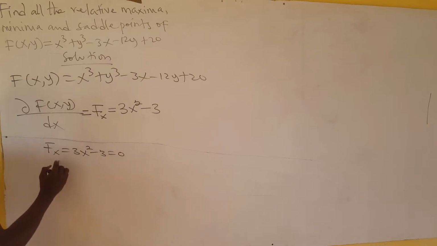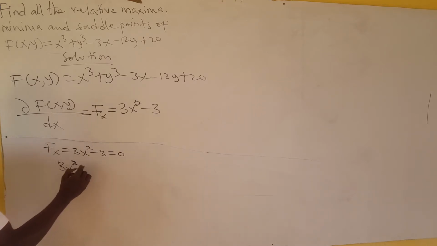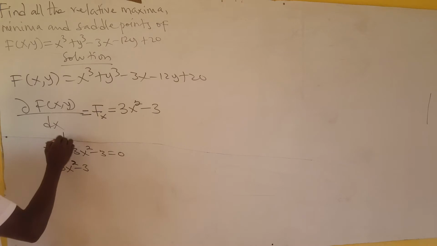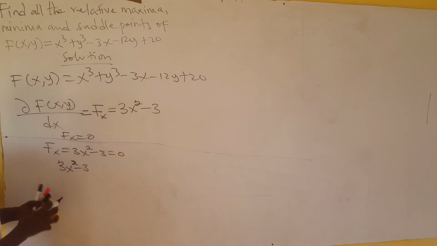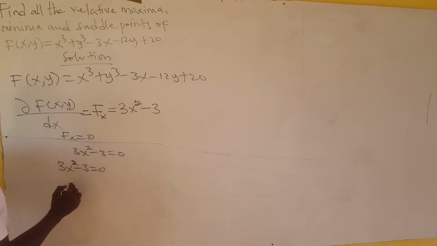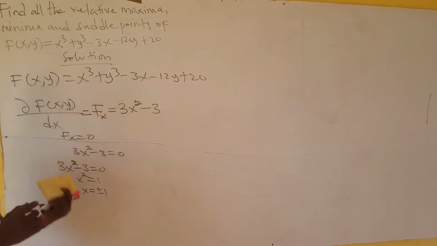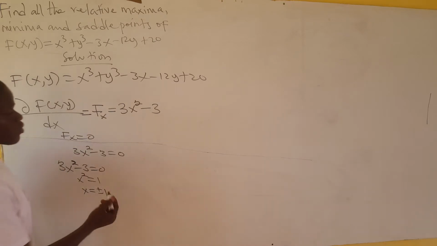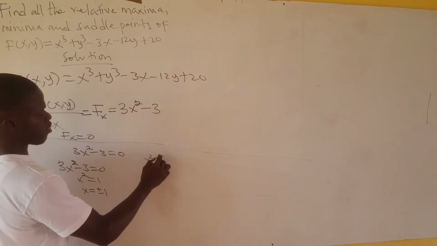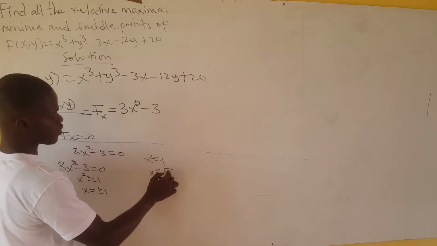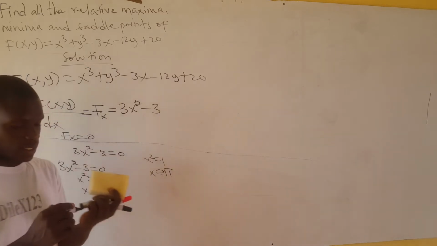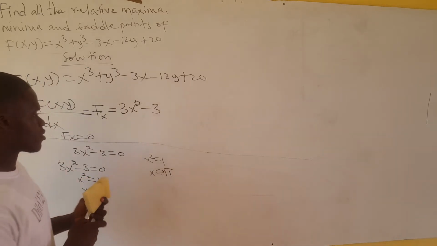When we equate this to 0, we are going to get 3x squared minus 3 equals 0. So we put f of x to 0, and it will be like this. Let's divide through by 3. When we divide by 3, we are going to get x squared equal to 1. Then x will be equal to plus or minus 1. The reason x is plus or minus 1 is that x squared equals 1, so x will be equal to plus or minus the root of 1. And the root of 1 is 1, so plus or minus 1.